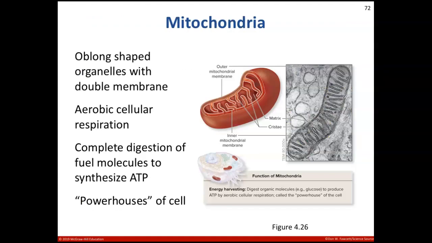Now let's talk about mitochondria. Note that mitochondria is the plural form. Mitochondrion is the singular form. So we see an oblong-shaped organelle here, and it has a double membrane. This organelle is really important in aerobic cellular respiration. It's going to give us the most ATP. So a lot of people call the mitochondria the powerhouse.